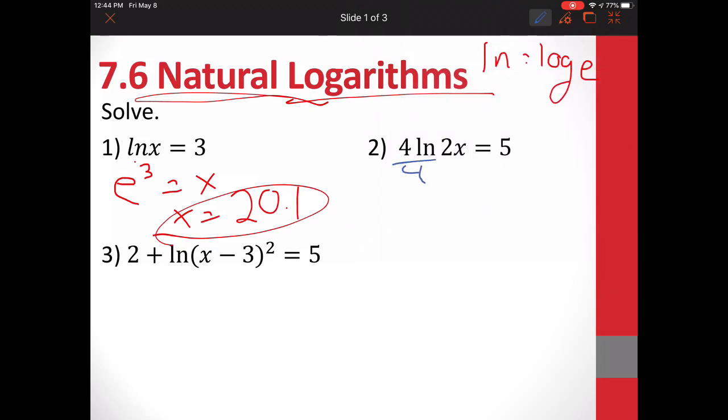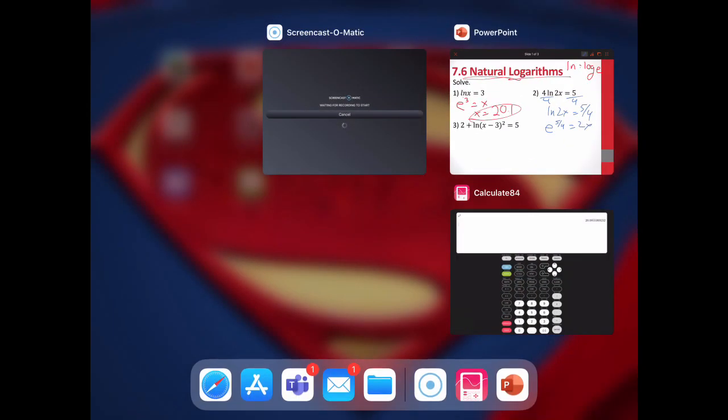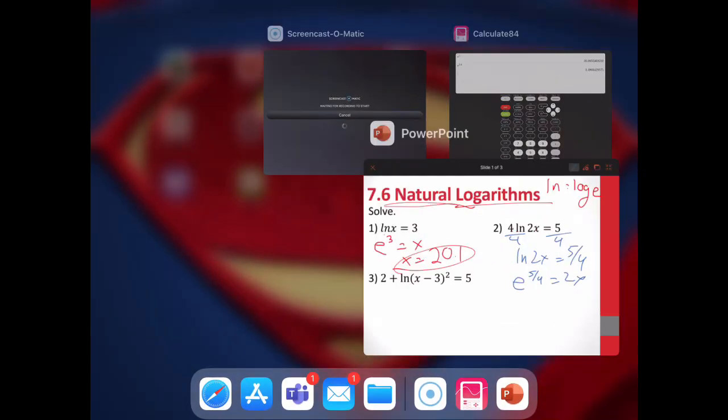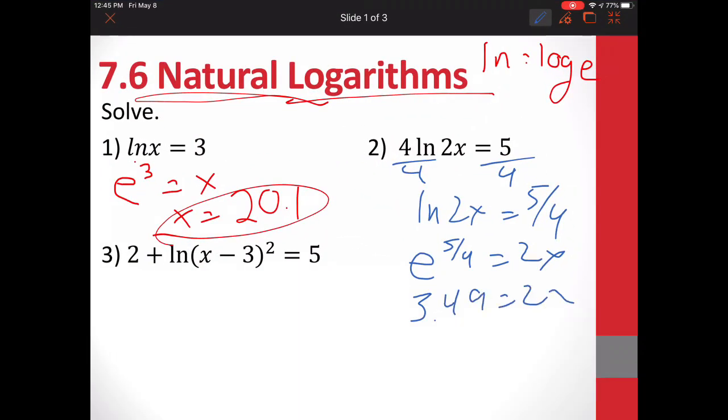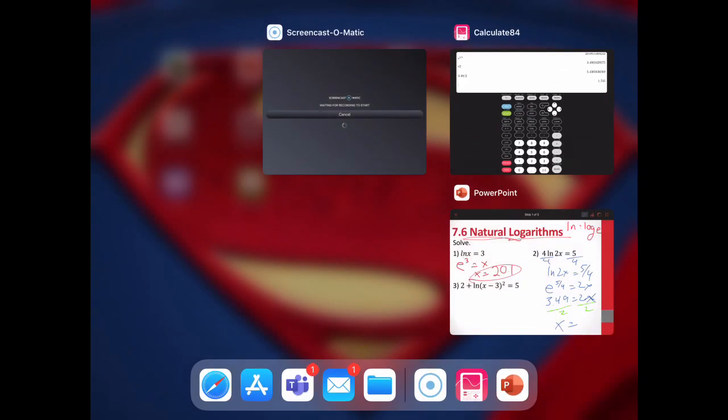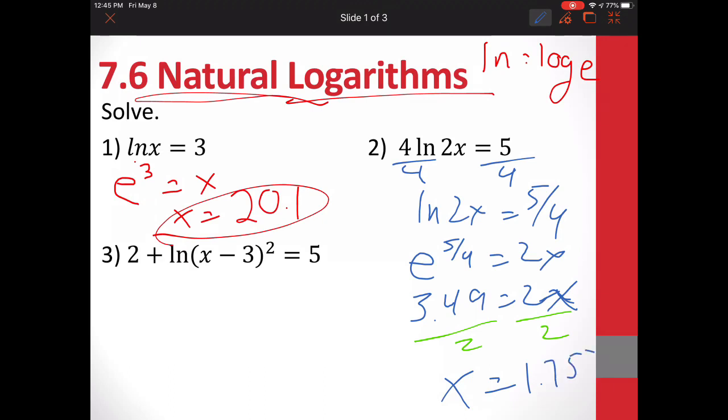We move over here. We divide by 4 first. We get ln of 2x equals 5/4. We rewrite e to the 5/4 equals 2x. Let's go back. And we got e to the 5/4. This gives you 3.49 decimal. 3.49 equals 2x. And then we divide by 2. And you get x equals 1.75-ish, 1.749, so 1.75. There you go.